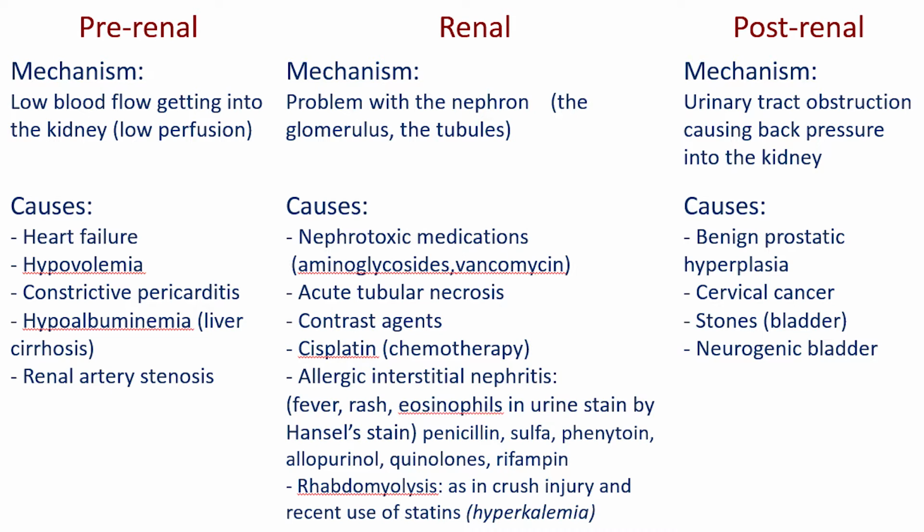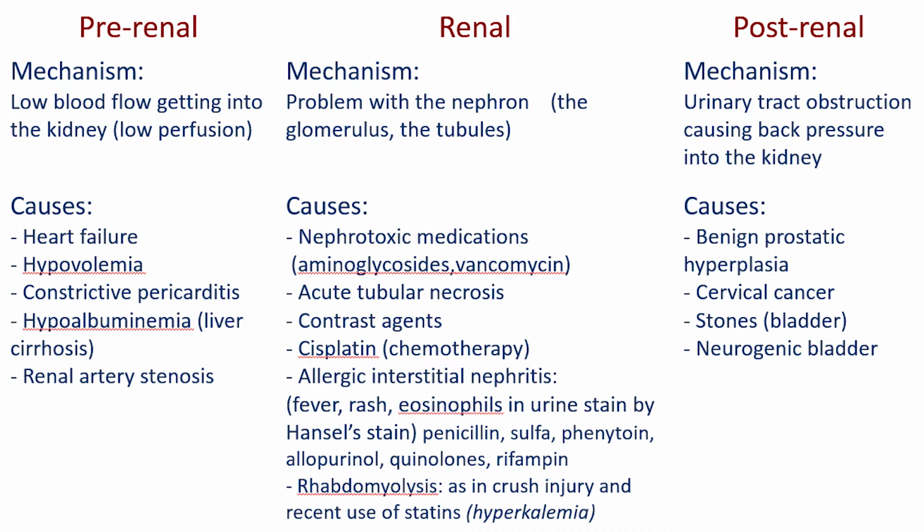What's rhabdomyolysis? Destruction of muscles, as in crush injury, and also as in recent use of statins. And here actually the patients will die of severe hyperkalemia, because when you destroy muscles, a lot of potassium escapes out of muscles. So the categories of renal failure are pre-renal, renal, and post-renal.